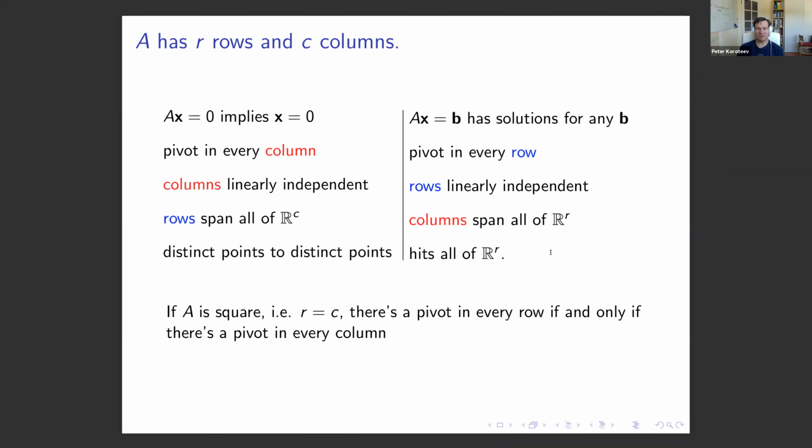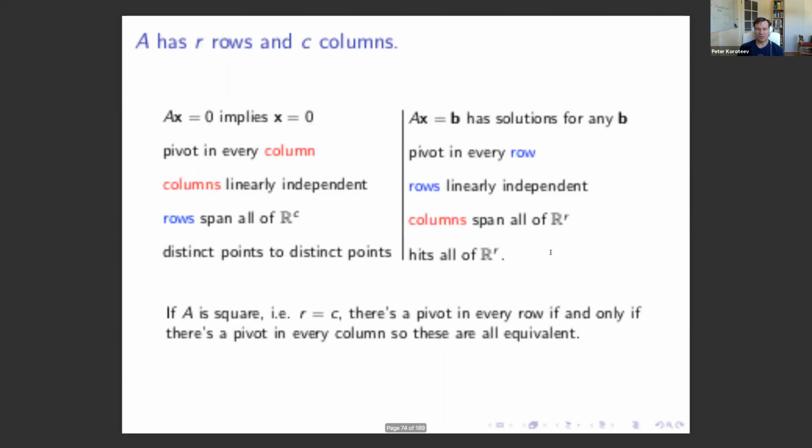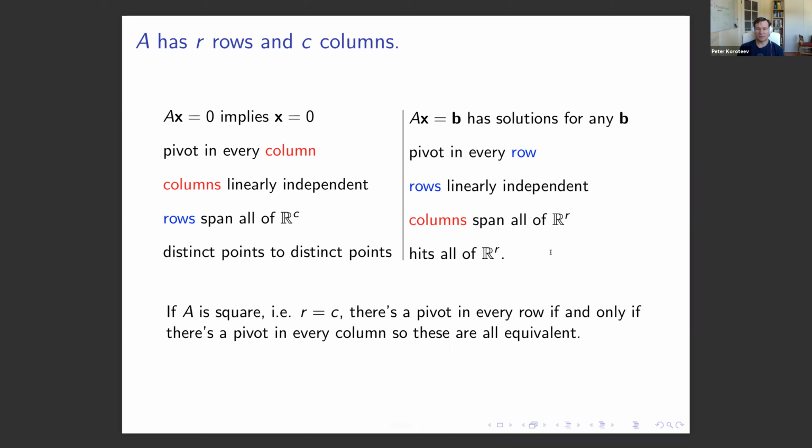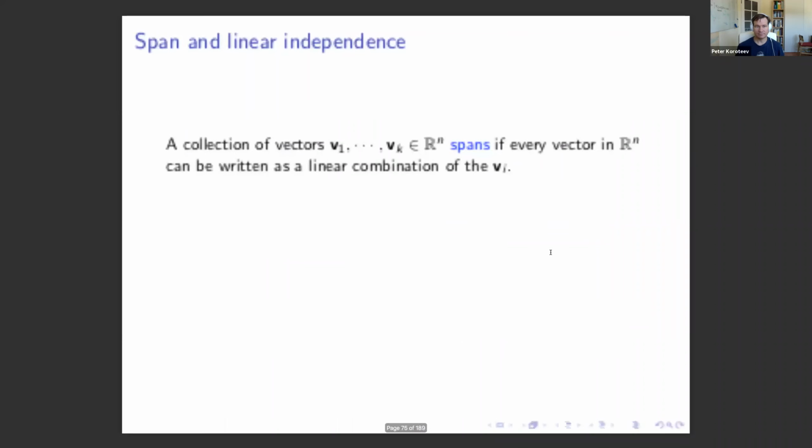So there's a pivot in every row if and only if there's a pivot in every column, simply because they're equal in number. So these above statements are all equivalent. And so it literally makes no difference to look at the matrix column-wise or row-wise, right? Because it's a square matrix, all of those conditions eventually become equivalent.